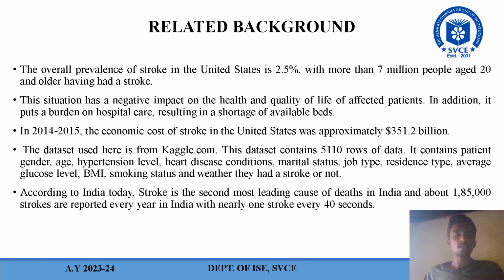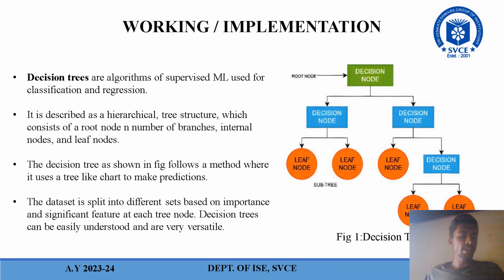Now let's see the working and implementation of this brain stroke prediction using decision tree algorithms. You can see here we have a decision tree, and a decision tree is like a tree structure. These are algorithms of supervised machine learning used for classification and regression. It is described as a hierarchical tree structure which consists of a root node, n number of branches, internal nodes, and leaf nodes. The decision tree, as shown in the figure, follows a method where it uses a tree-like chart to make predictions. The dataset is split into different sets based on importance and a significant feature at each tree node. Decision trees can be easily understood and are very versatile.